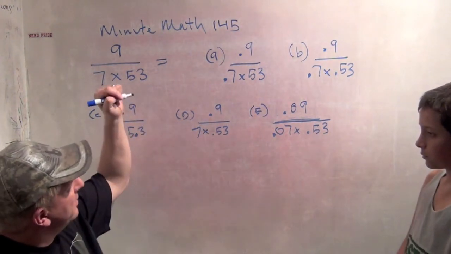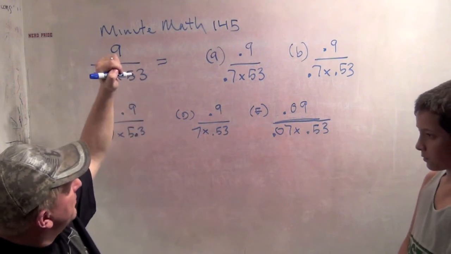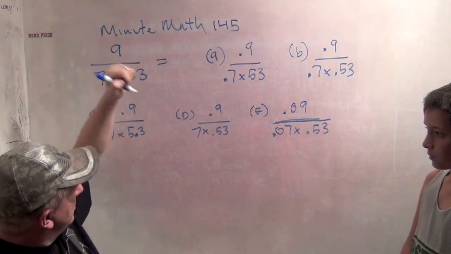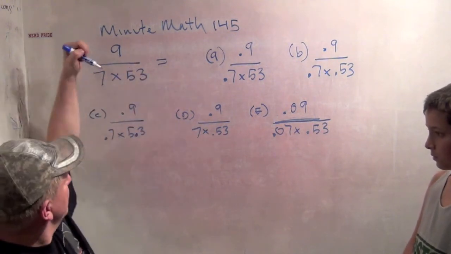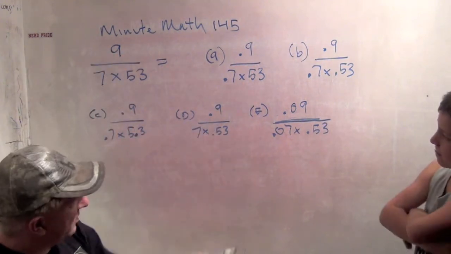Today you had the 1989 AMC8 for your homework, and this was problem number 13. It gave you a little bit of trouble, right? So we're going to talk about it real quick. The problem actually is easy to state, which is nice. 9 over 7 times 53 equals one of these 5 choices.